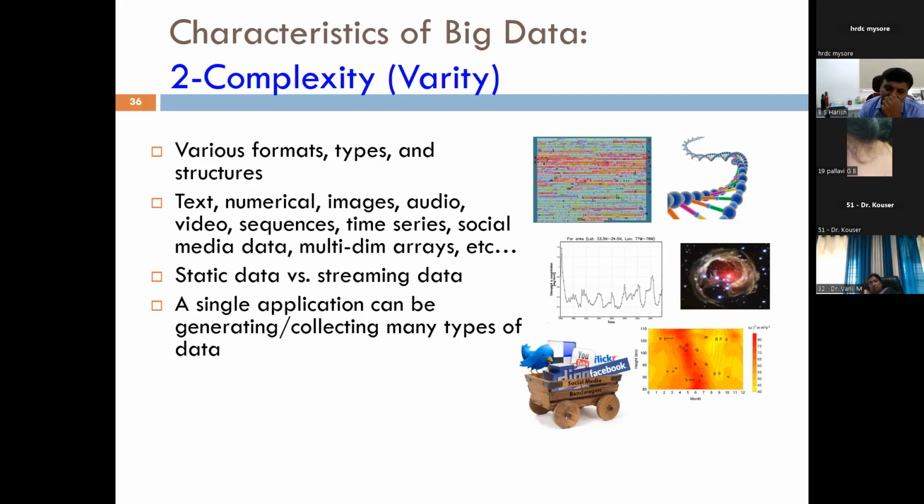So a single application can be generating or collecting many types of data. This is what we are doing nowadays, right? A single application which generates multiple types of data will give more information. A simple example is your telephone.